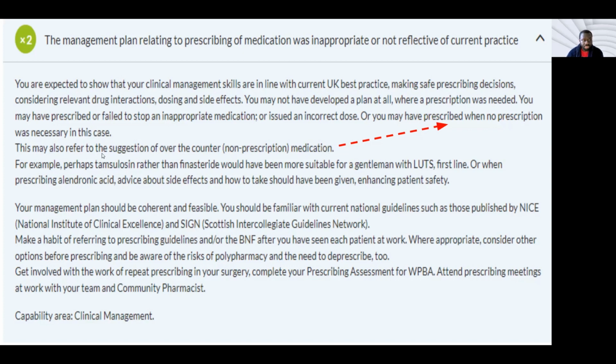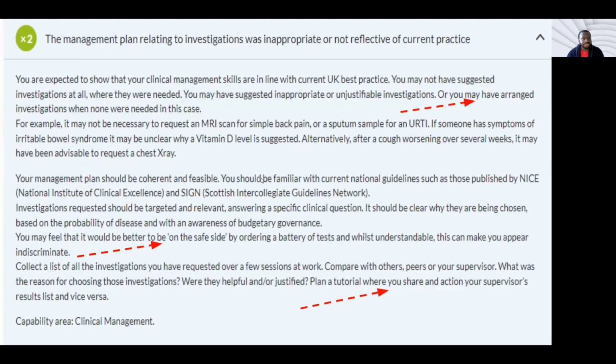This may also refer to the suggestion of over-the-counter or non-prescription medications. It says here, for example, perhaps tamsulosin rather than finasteride should be first line for LUTS or BPH. And if you want to start a patient on finasteride when they've not tried tamsulosin, then that's a prescribing fault. Let's proceed.